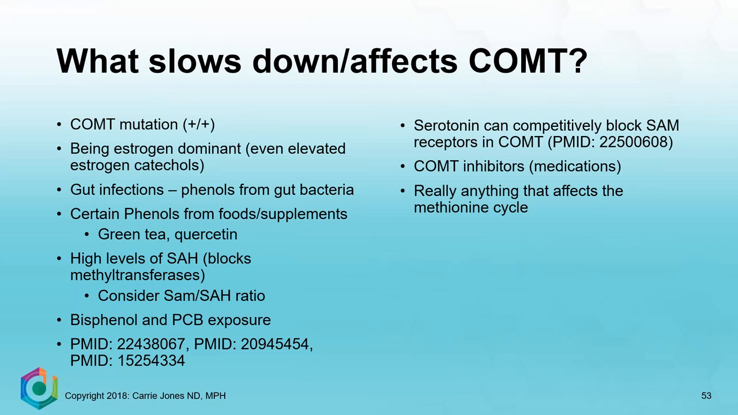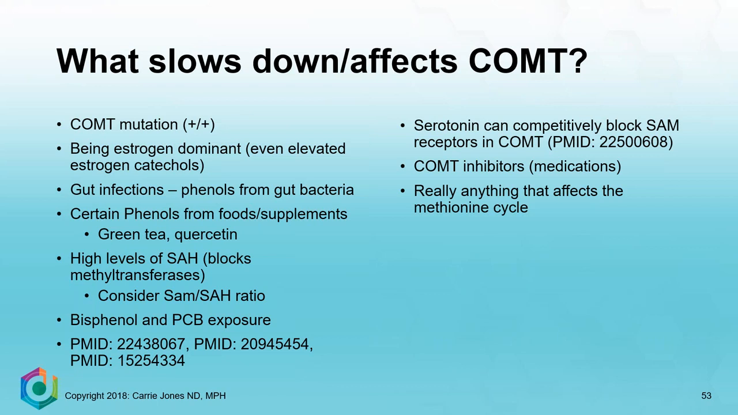High levels of SAH. SAM is of course one of the cofactors for COMT. SAM goes out, donates its methyl group, and comes back as SAH. And if SAH is too high, it will block all the methyltransferases. So some people are doing the SAM-SAH ratio to see what's going on. Chemicals, the bisphenols, so BPA, BPB, and all the other BPs they're not telling us about, and PCB exposure have been shown to slow down COMT.